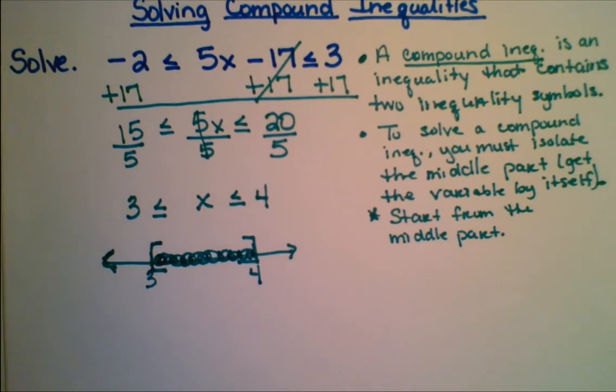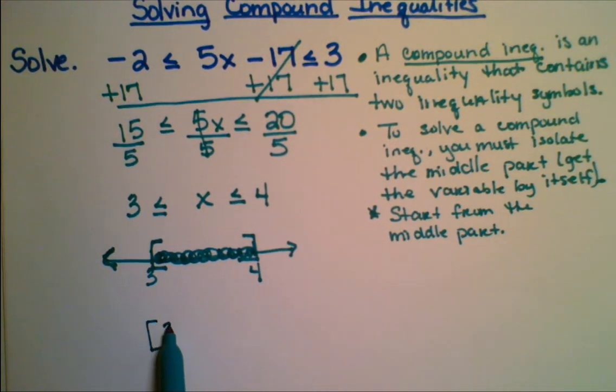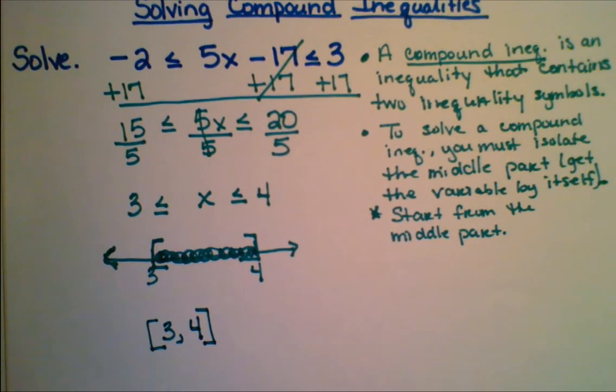Now, when you write your interval notation, remember the smallest number is on the left and the largest number is on the right. So we write it as open bracket 3, comma 4, close bracket. That is our interval notation.